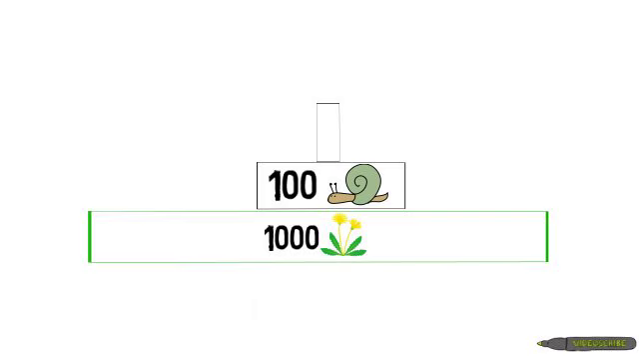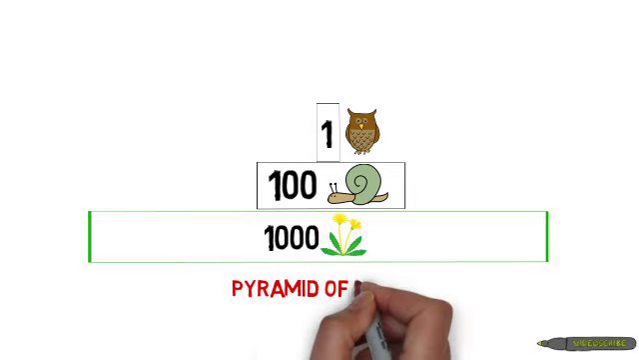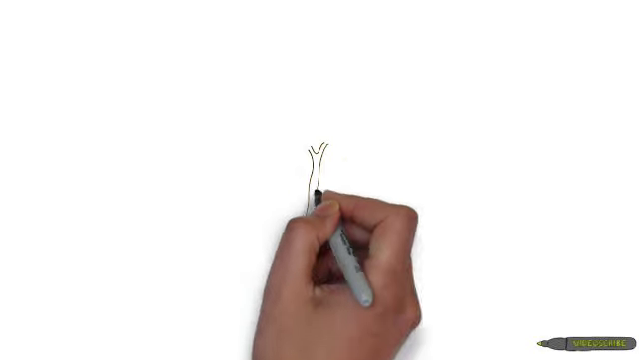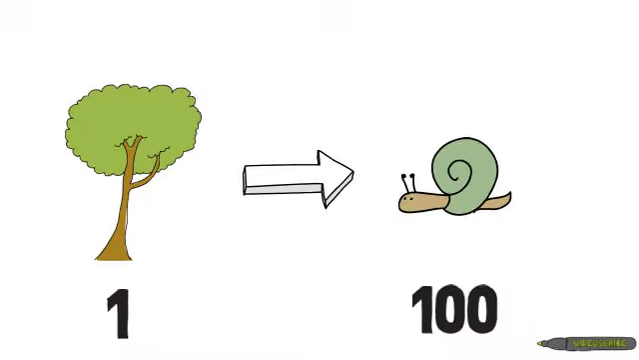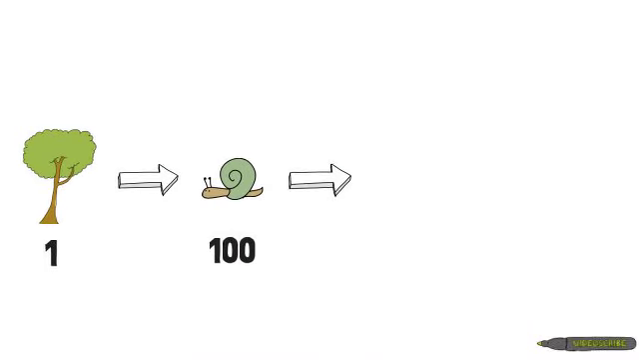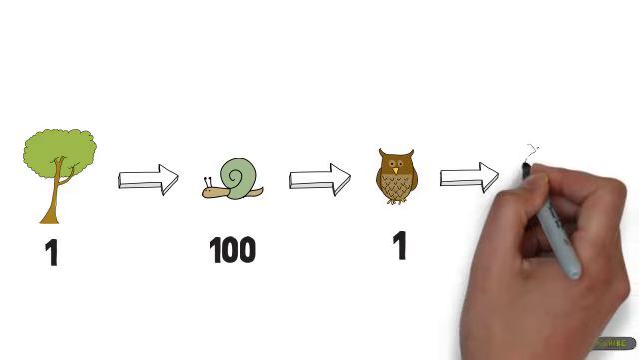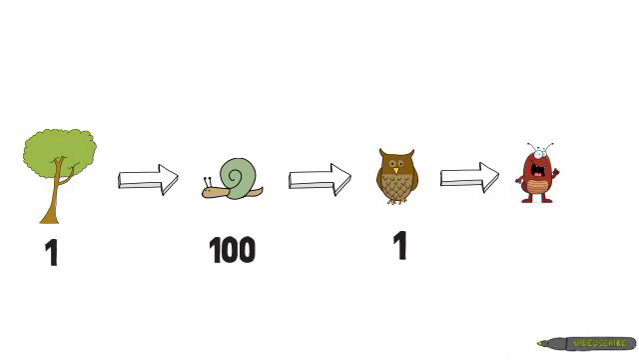Often, it really does look like a pyramid, like this one here. But it doesn't always. Let's see why. Our producer is now a tree, a single tree. And on that tree may be, let's say, 100 snails. And those 100 snails may feed a single owl. Going to the next stage of the food chain, we discover that maybe 50 fleas live on that owl, feeding on it. So now, our pyramid looks very different.